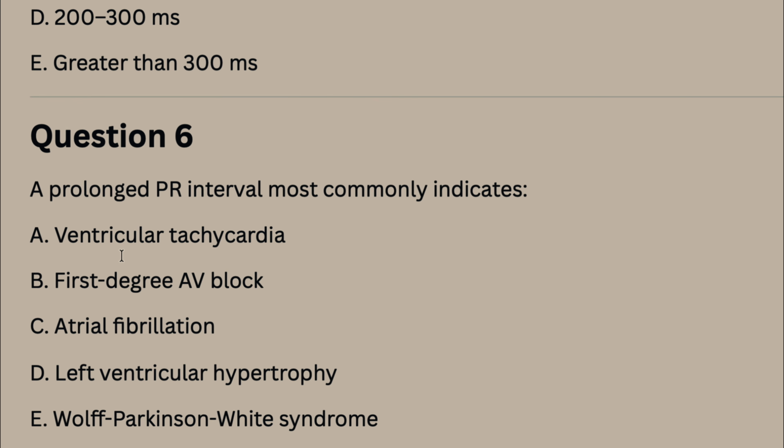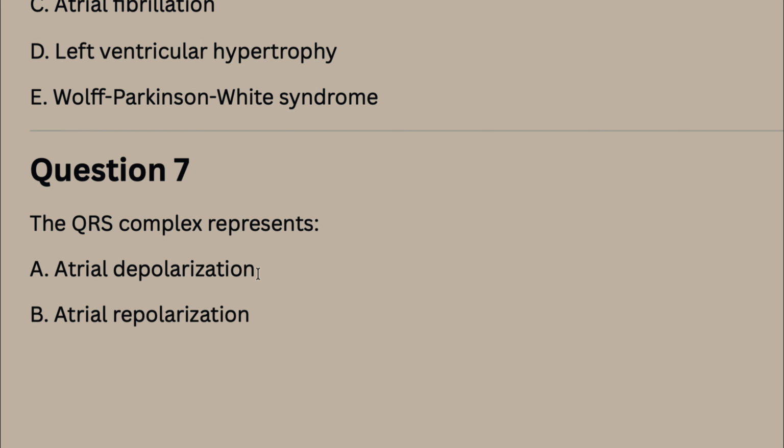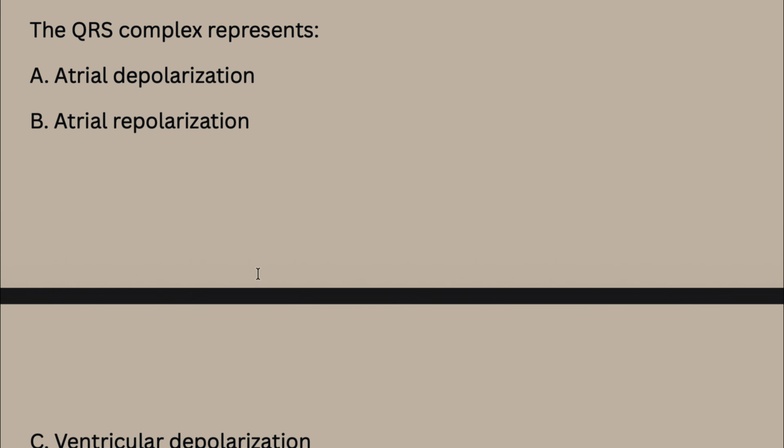Now you might notice something important. What is an important thing that you notice? What you'll notice is the impulse still reaches the ventricles. It's just delayed. And that's why first degree AV block is a delay, not a missed beat. And for that reason, the correct answer would be first degree AV block. Nice. Let's look at question 7.